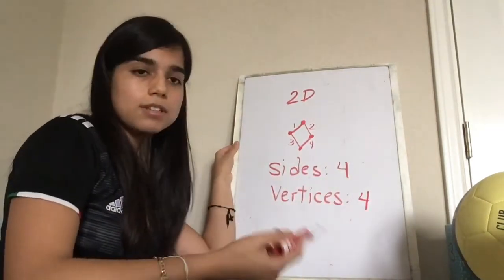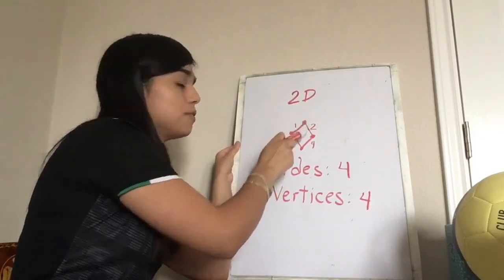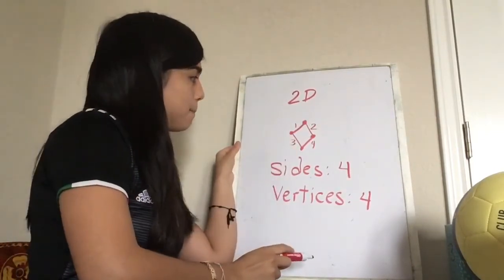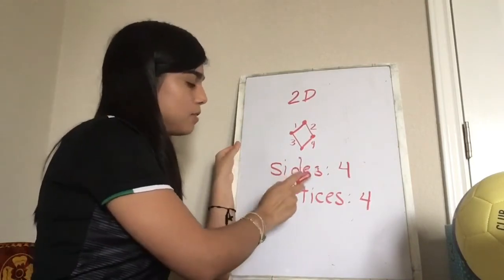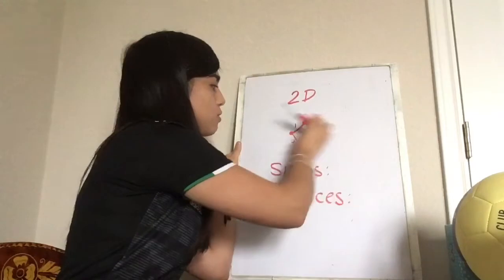All right, you can do this in your homework assignments too. If you want to label them like this, it'll make it easier for you to count. But a rhombus has 4 sides and 4 vertices. Okay, let's try one more 2D shape.